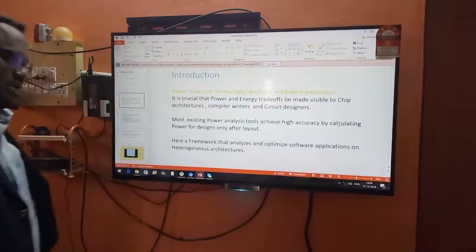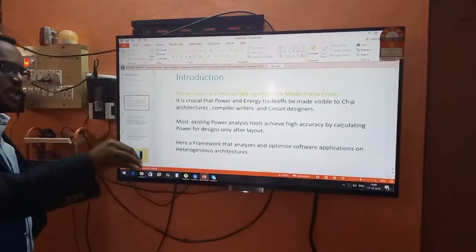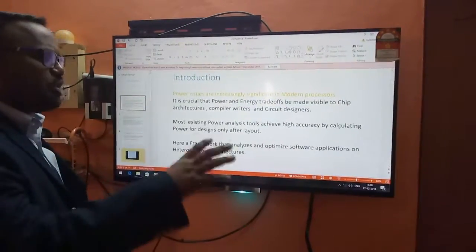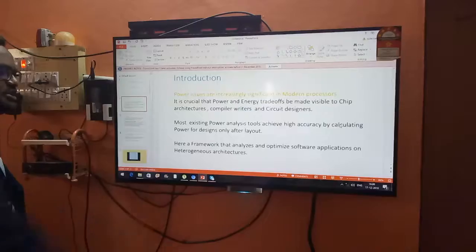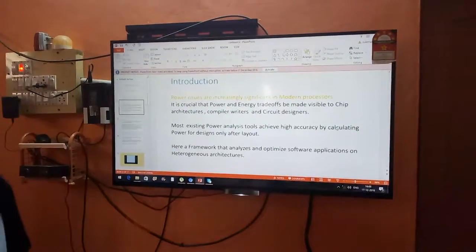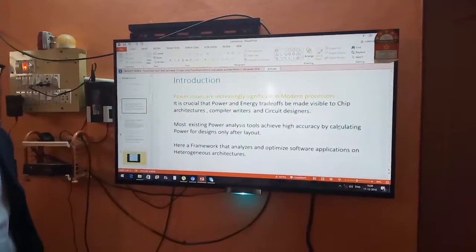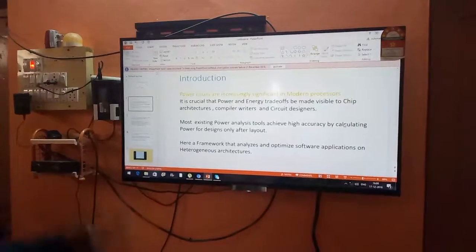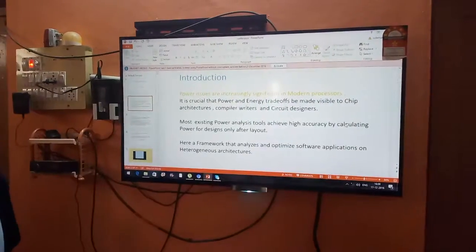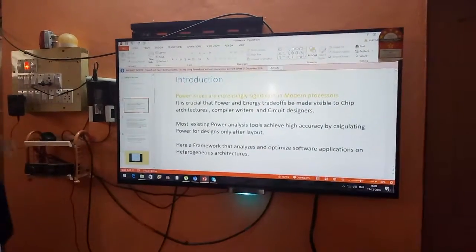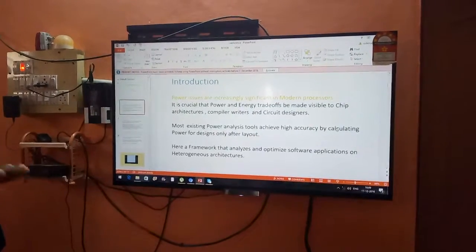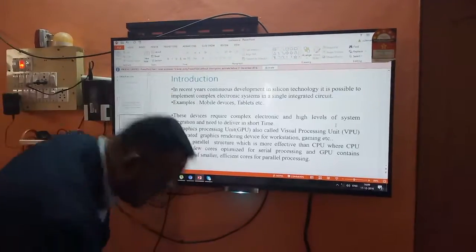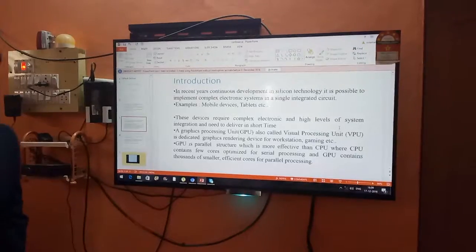writers and circuit designers. Most existing power analysis tools achieve high accuracy by calculating the power for designs only after layout, not from the beginning. After layout only we are calculating the power. But here our framework analyzes and optimizes the software applications on heterogeneous architecture.